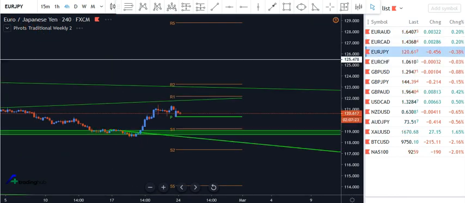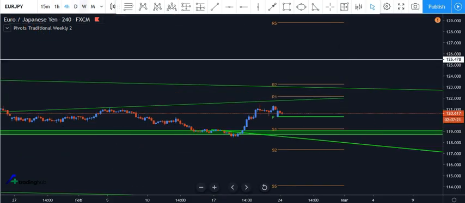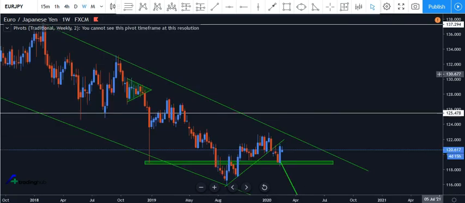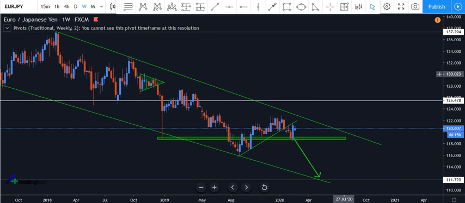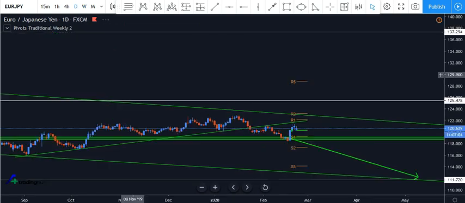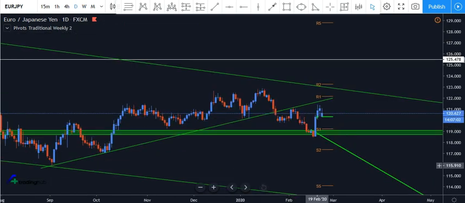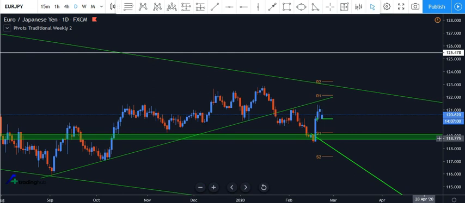Then the next pair we should look at is EJ. Let's start from the weekly and see what we have there. Alright, so price has been trending down, and last month we had a breakdown on the daily. Last week even closed a bullish engulfing candle. So let's go to the daily and see what is happening there. Okay, so this is what we have here.